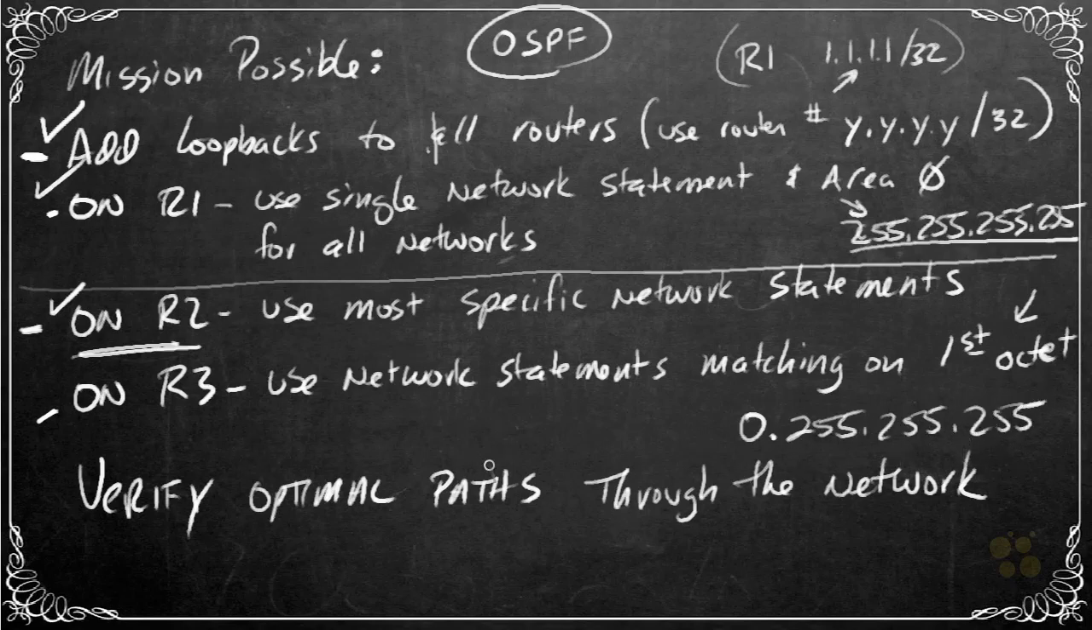And then we'll have to take a look at the IP addressing on R3 to make sure we include all of its interfaces and match on that first octet, whatever they are. So we might have to add several statements to do it. Let's go ahead and take a look at R3 right now.